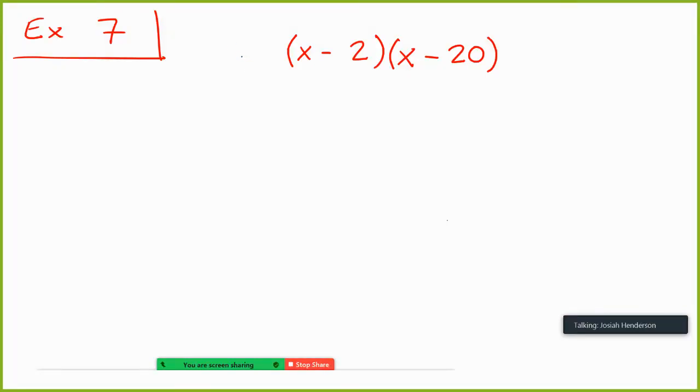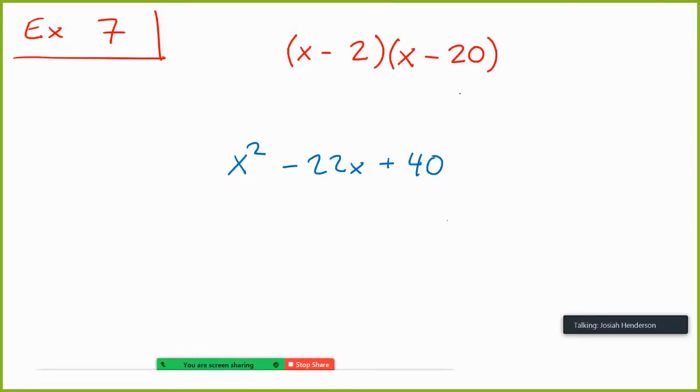I'm going to give you a few moments to try doing it on your own, and then we'll look at it together. Okay, I have the answer. Go for it, Manaya. Thank you. X to the second power minus 22x plus 40. Plus 40. Very good. Very good, Manaya.